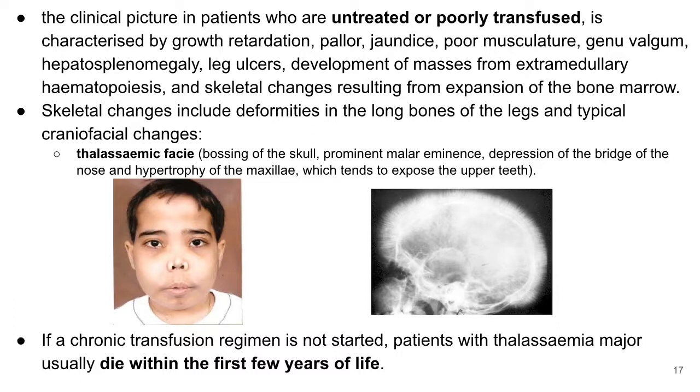There is bulging of skull, molar prominence, depression of nasal bridge, hypertrophy of the maxilla. And these craniofacial changes in thalassemia patients can be clearly seen through X-ray film and is typically called hair on end appearance. If a chronic transfusion regimen is not started, a patient with thalassemia major usually dies within the first few years of life.